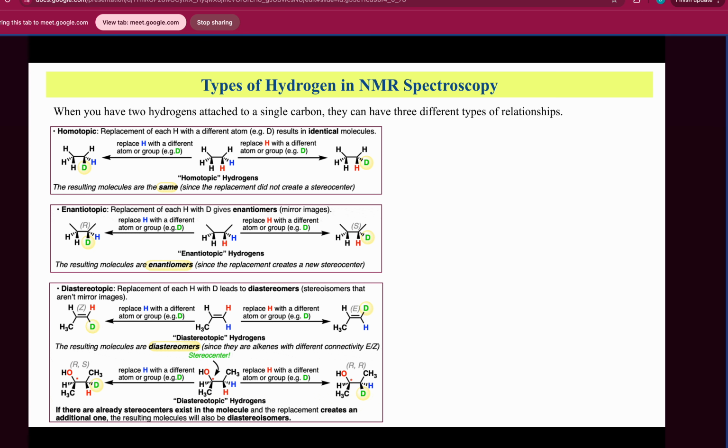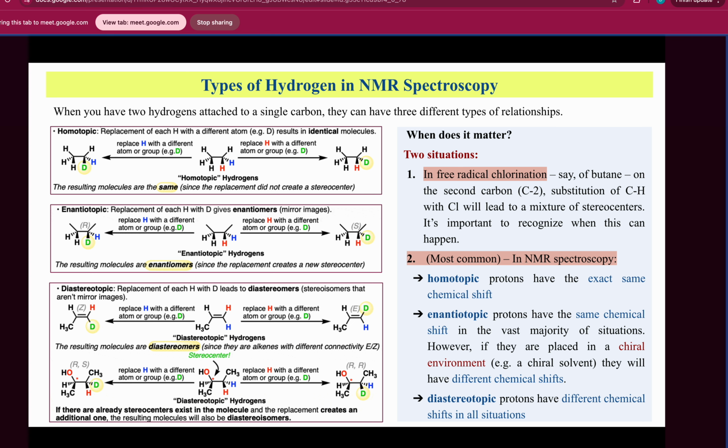You don't have to go into the detail. This is just to understand what different types of hydrogens can be present in the spectra, so that we can distinguish them, because if there are homotopic hydrogens then we won't be able to distinguish among both of them, whereas diastereotopic hydrogens could be well distinguished from each other.